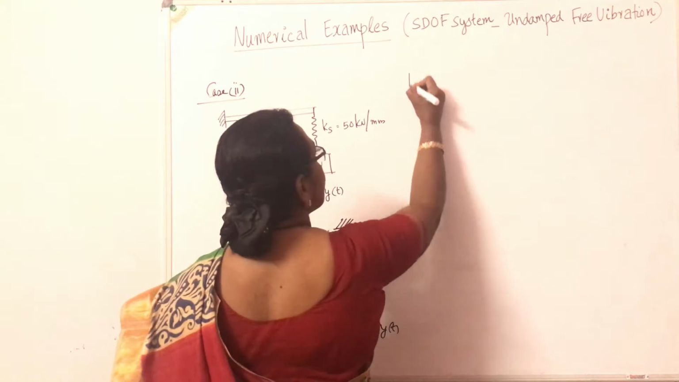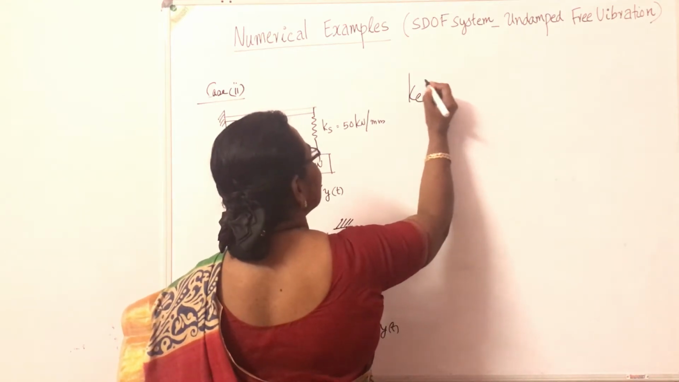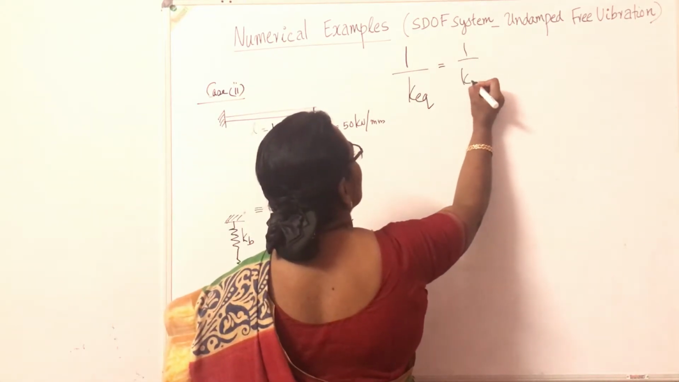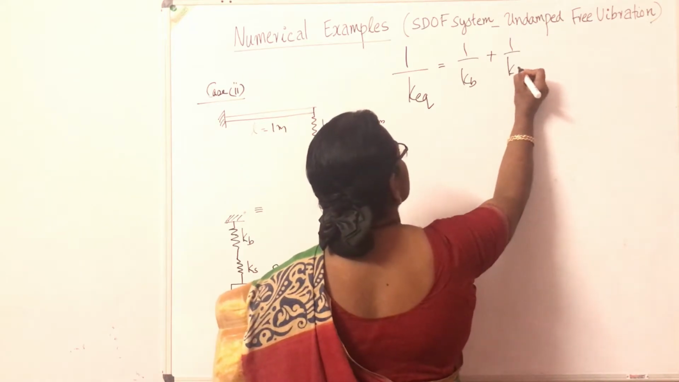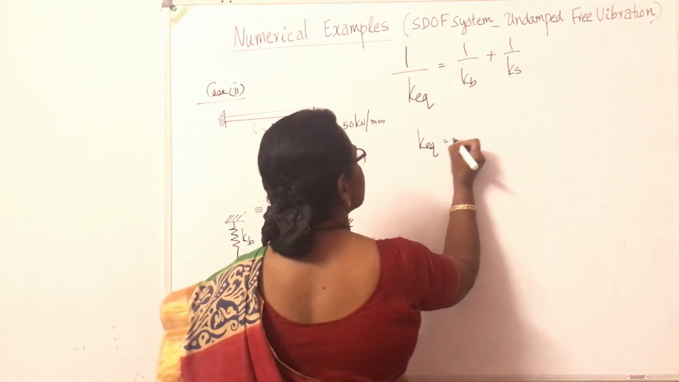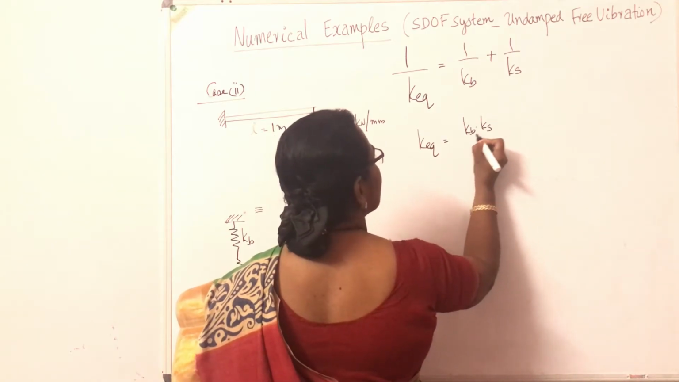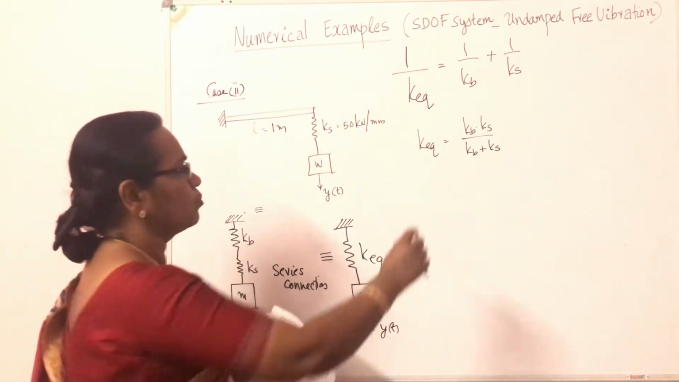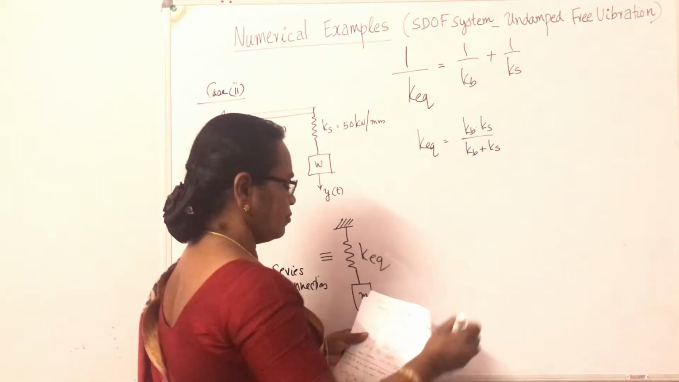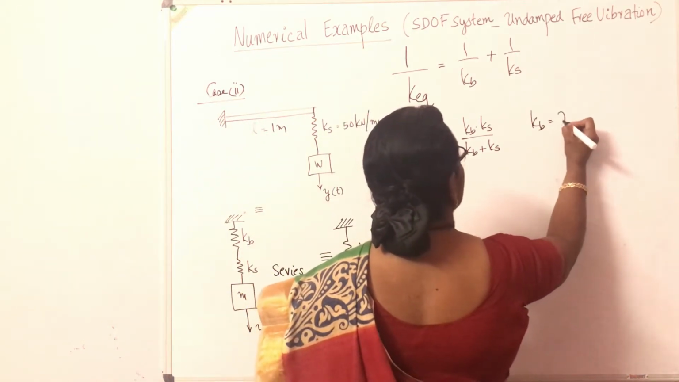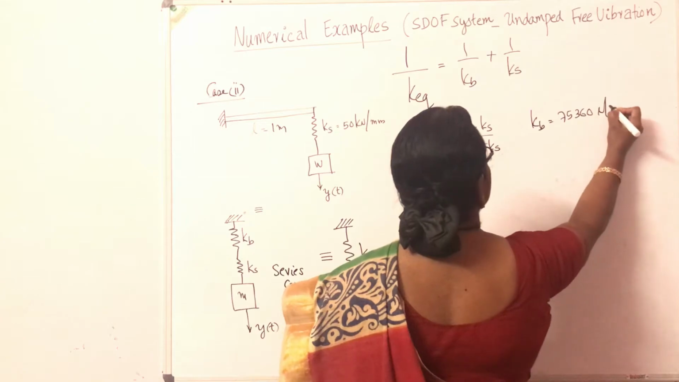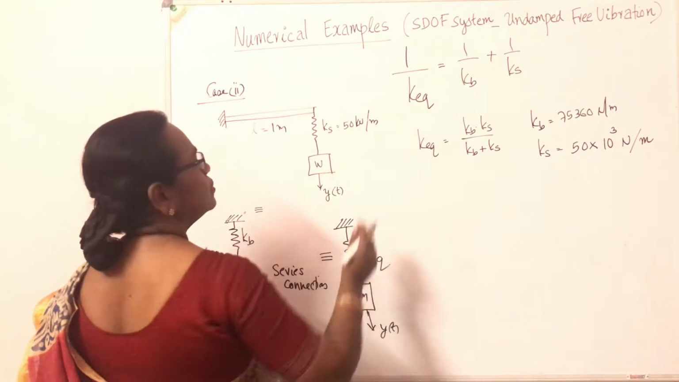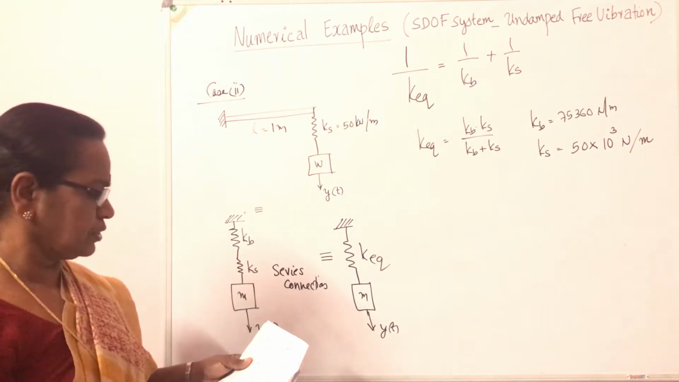For a series connection, the equivalent spring stiffness is 1 by K equivalent equals 1 by K of beam plus 1 by K of spring, or K equivalent is equal to Kb into Ks divided by Kb plus Ks. On the first step we have got the stiffness of the beam. Stiffness of the beam is 75360 Newton per meter. Stiffness of the spring is 50 kilonewton per meter, so 50 into 10 raised to 3 Newton per meter.